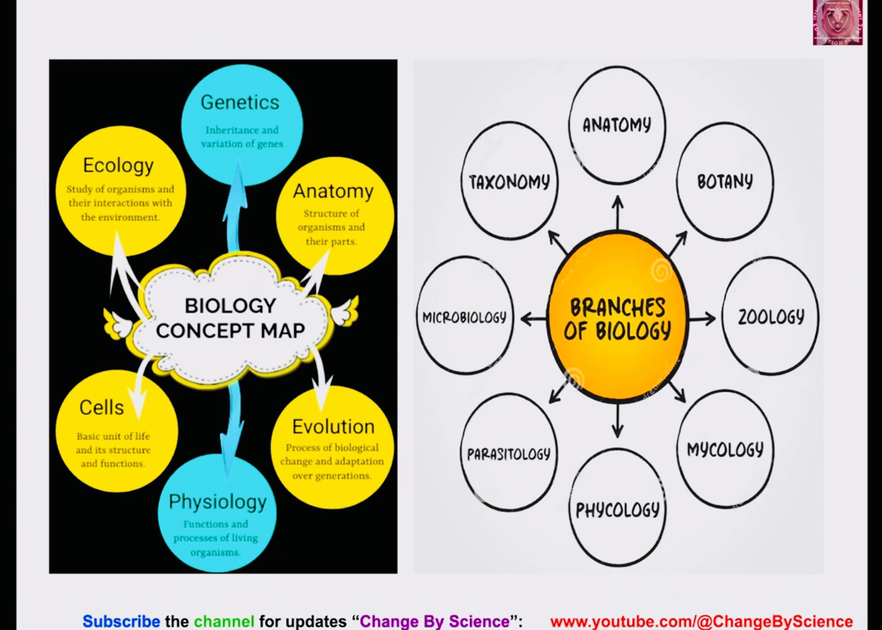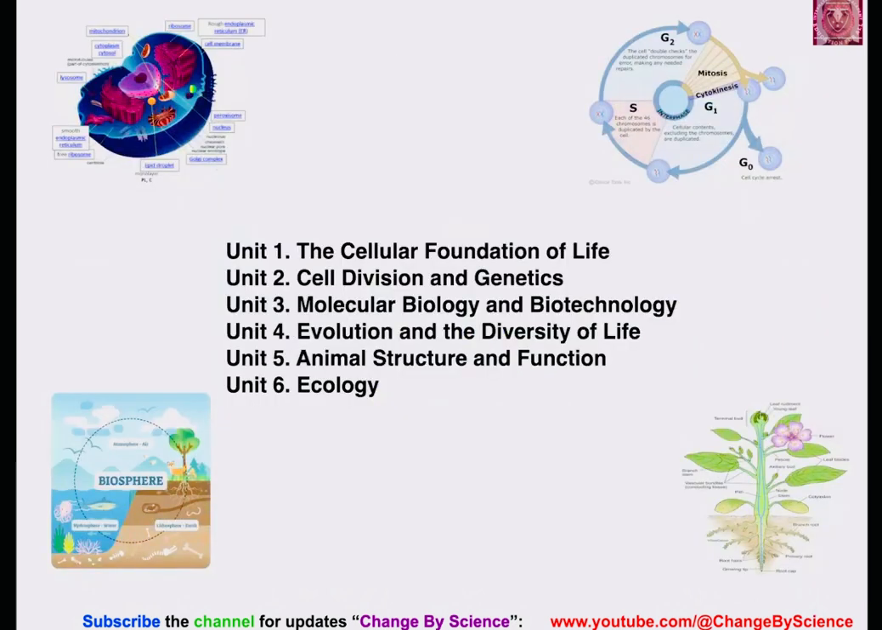Then they have different names also. For example, botany, zoology, mycology, phycology, parasitology, microbiology, taxonomy. So when you enter here, you need to understand in the basics of biology the cellular foundation of life, cell division, genetics, molecular biology and biotechnology branches, evolution and the diversity of life, animal structure and function, and ecology. These are the 6 units which I will be discussing in this tutorial.